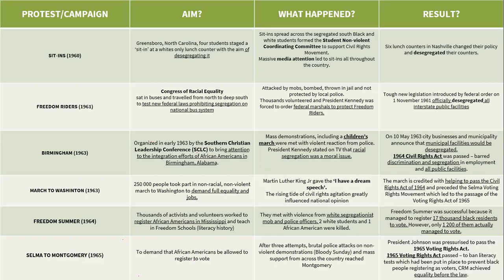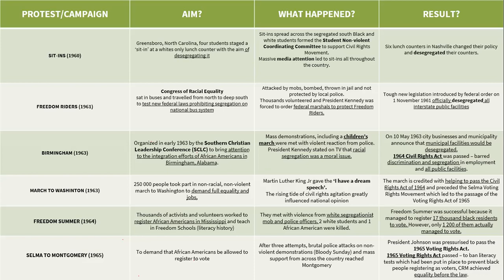What's the aim? To demand that African Americans be allowed to register to vote. What happened? There were 3 attempts to go over this bridge, and the police attacked the non-violent demonstrators, leading to an event called Bloody Sunday. And this created mass support from across the country.